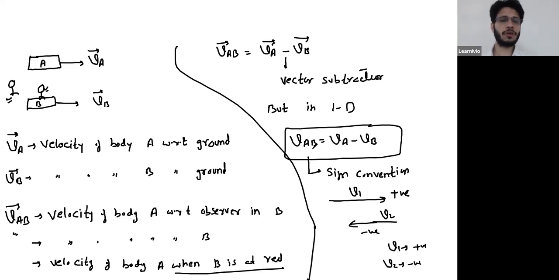So where is your observer when you are calculating VAB? Is your observer on ground, on A or on B? On B. When you're calculating VAB, your observer is on B. Just note it down.